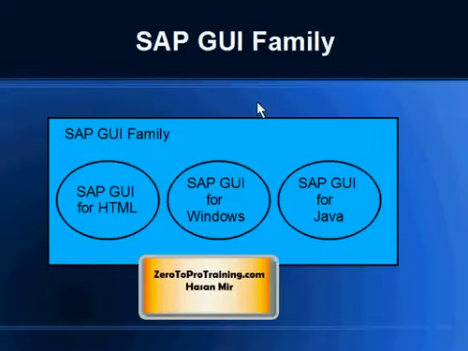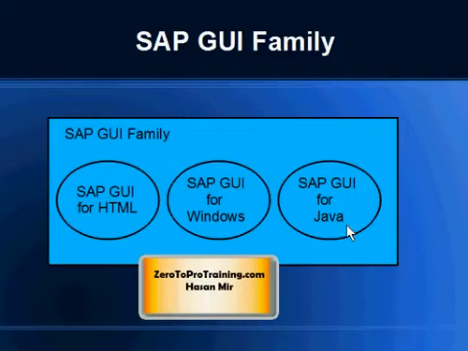The SAP GUI software comes in three flavors. You have SAP Graphical User Interface for HTML, SAP Graphical User Interface for Windows, and SAP Graphical User Interface for Java. So there are three different methods to connect to the same application. There will be a little bit of difference in what users are seeing, but they will be able to interact more or less the same way using any of the three methods with the same application.